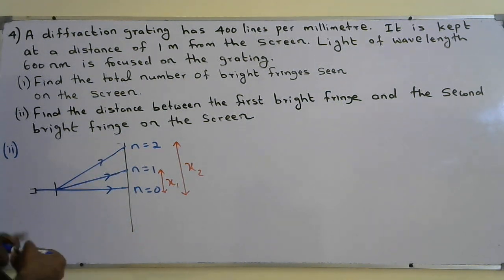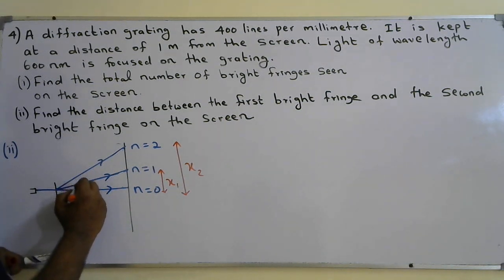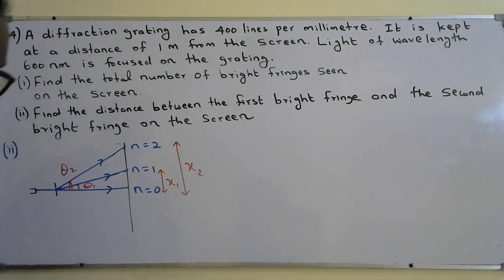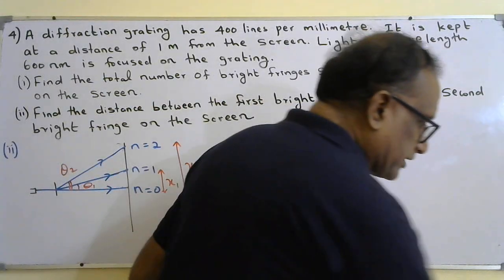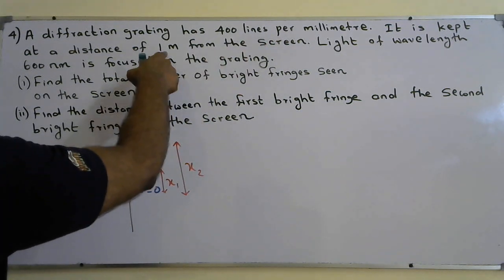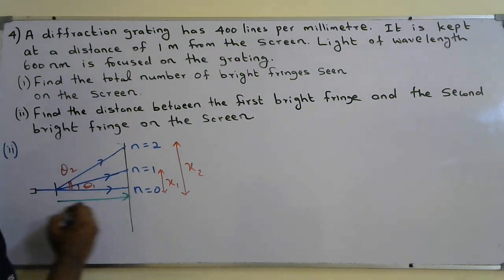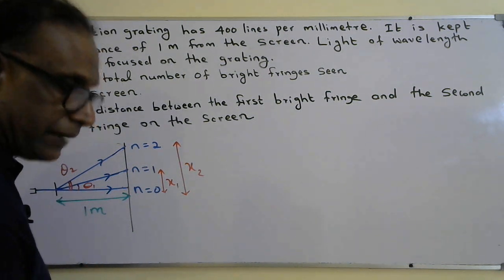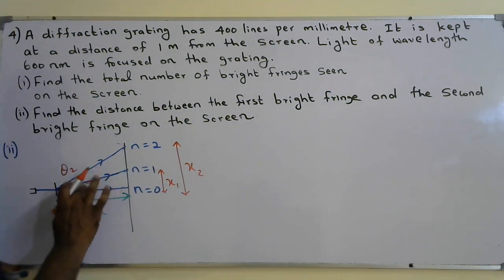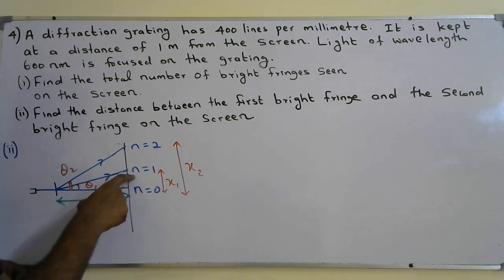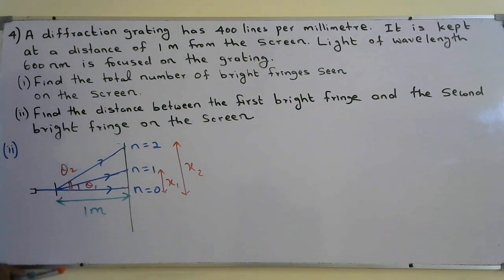I also need to find theta 1, the angle of diffraction for the first order, and theta 2 for the second order fringe. We also know the distance of the screen from the grating, which is 1 meter. So we are going to use two equations: d sin theta equals n lambda, and tan theta equals x over D. Theta 1 is the angle of diffraction for the first order, theta 2 for the second order.